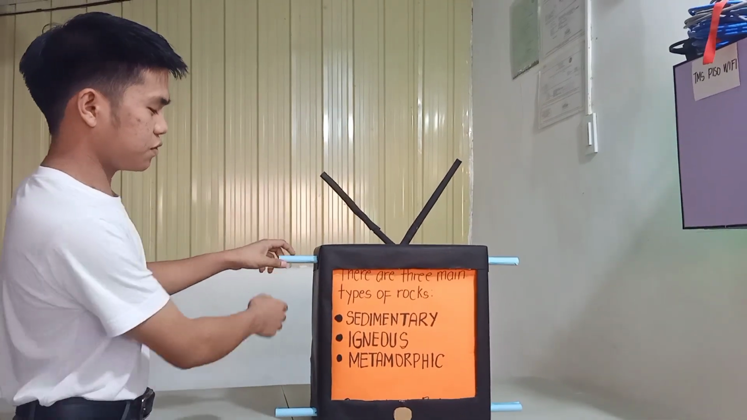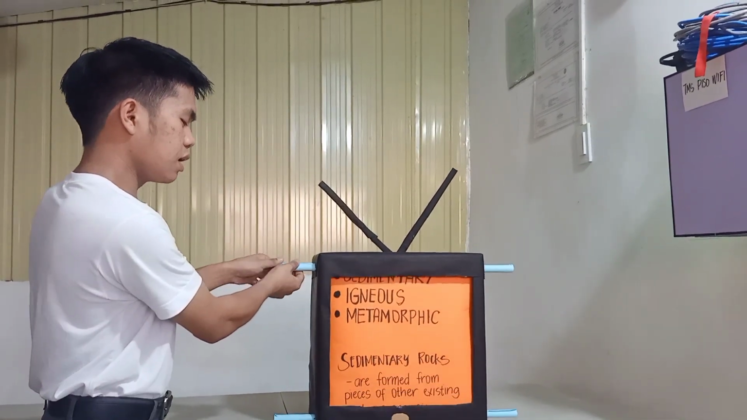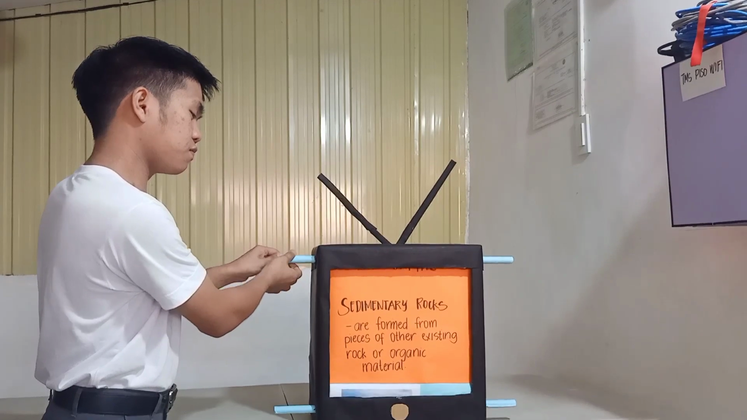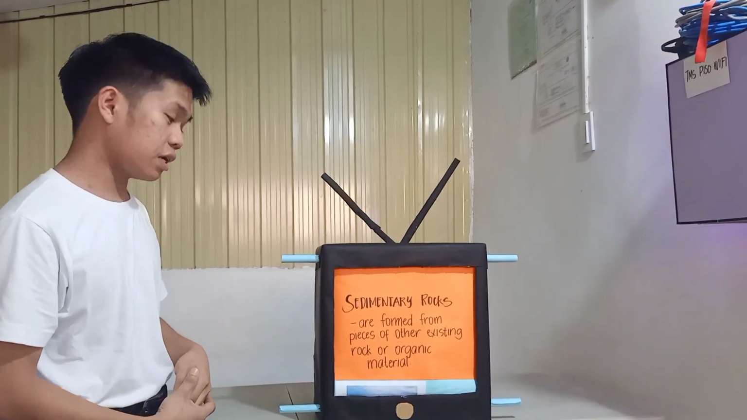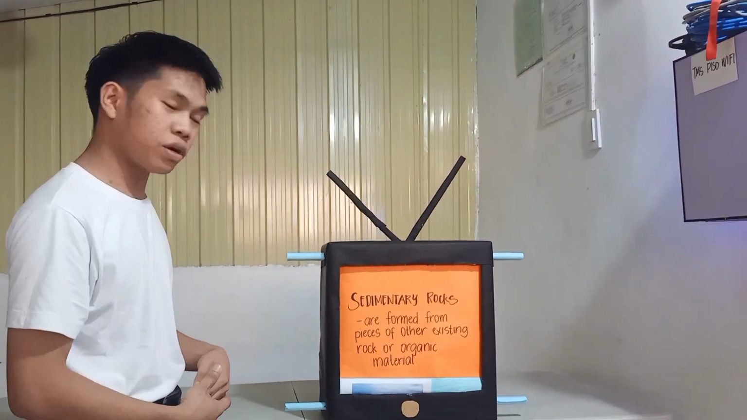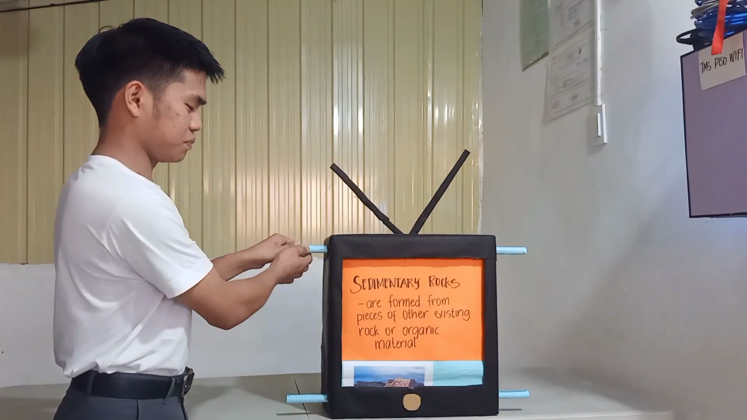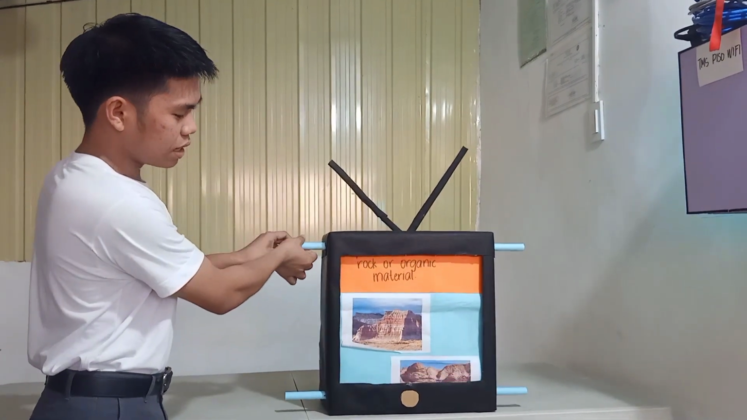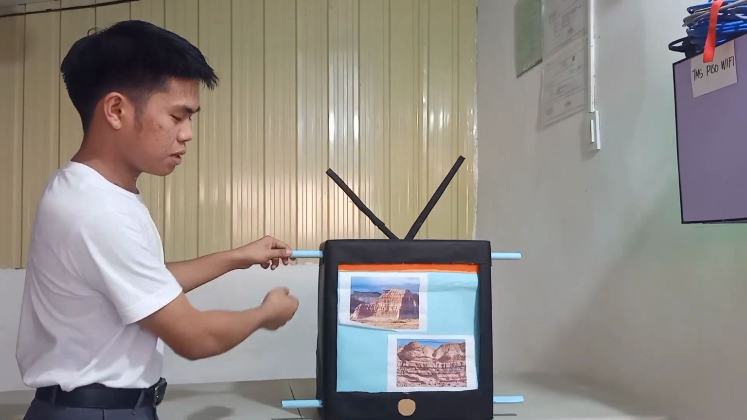So we will discuss first the sedimentary rock. Sedimentary rocks are formed from the pieces of other existing rock or organic material. So this is an example of sedimentary rock.